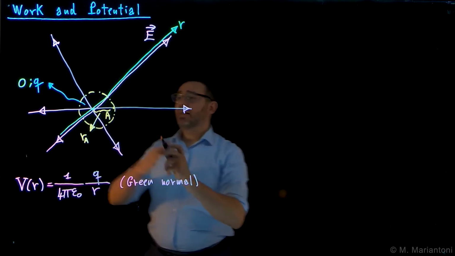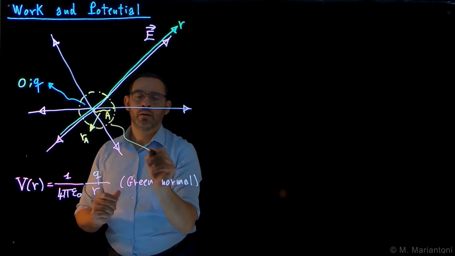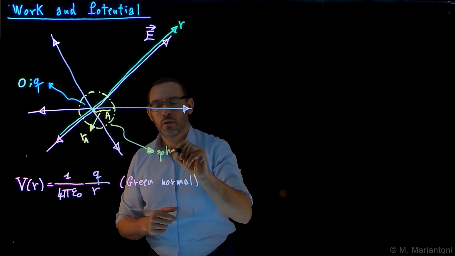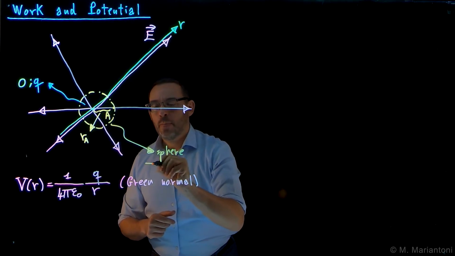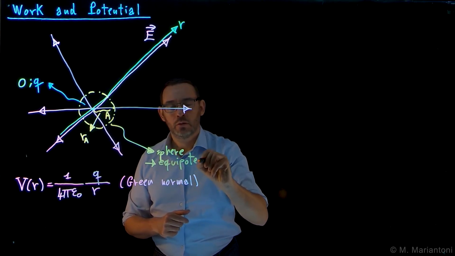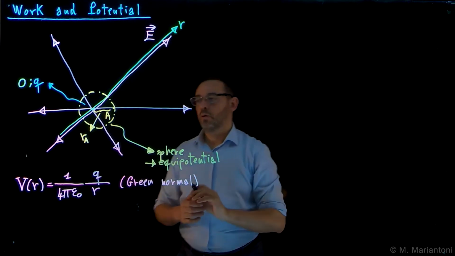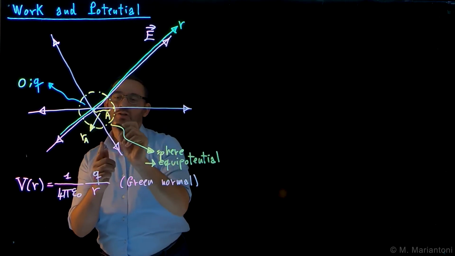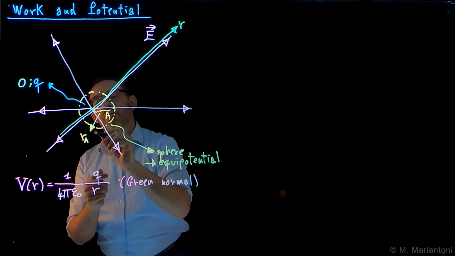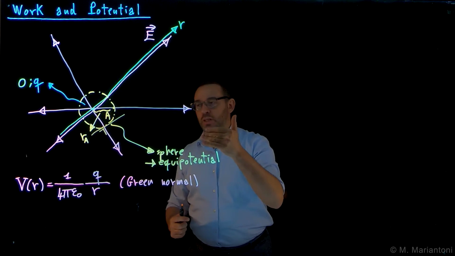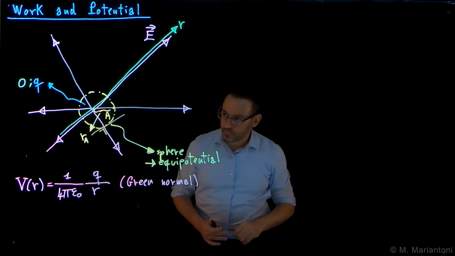Note that, in general, this is actually a 3-dimensional surface, it's a sphere, and this sphere is called an equipotential surface. Note that each point on the equipotential surface, let's say this point here, happens to be normal. So it forms a 90-degree angle with the field line at that point. So at this point, the equipotential surfaces are normal to the field lines.